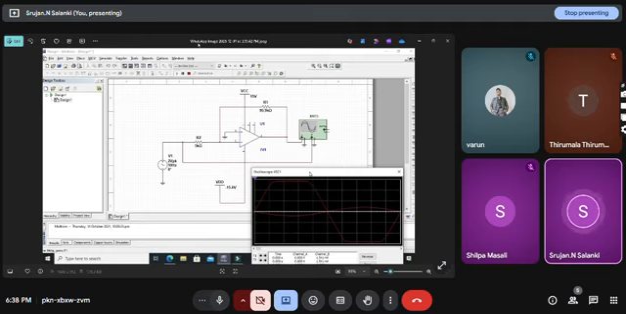The circuit provides stable amplification, noise and distortion are reduced, and the frequency response is good. Here we can observe the inverting amplifier is easy to design and widely used in analog circuits. Thus the inverting amplifier is important for op-amp applications. Next, the non-inverting amplifier is going to be explained by our teammate Varun.